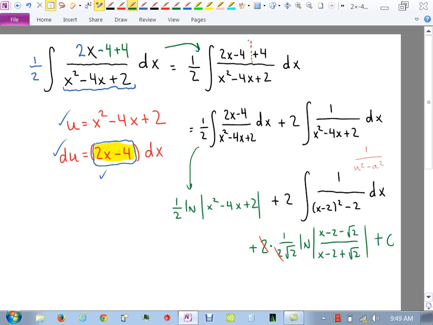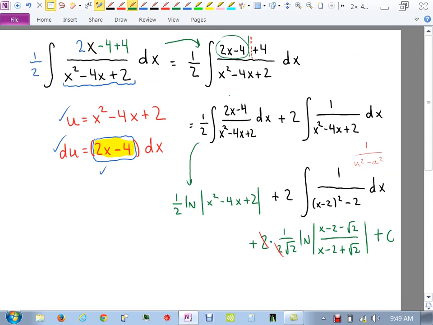And now I split the integral right down here. And I create two integrals. It'll be this over the whole denominator. That's this one. And then the 4 over the entire denominator. That's this one. This first one is guaranteed to work because the way I designed it, I know that the bottom is u and the top is du. Or in other words, it's 1 over u du. And so the antiderivative is natural log of u. And so here's the answer.